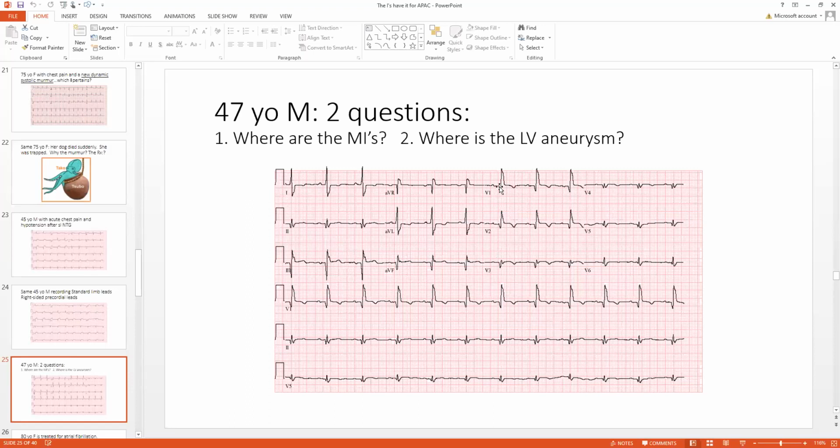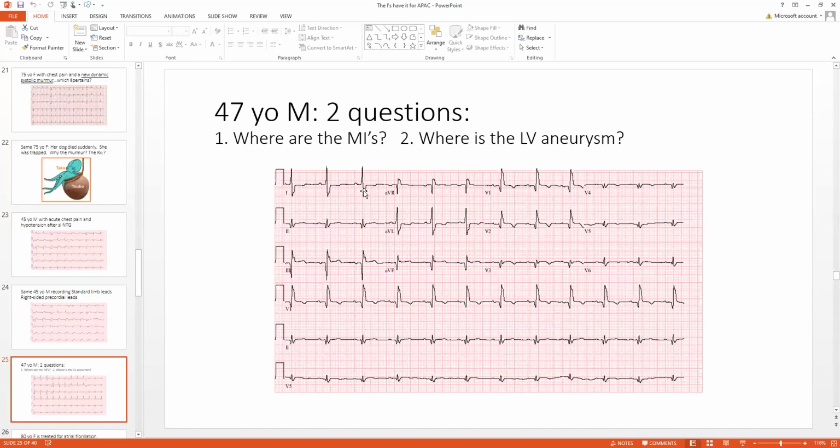You've got Q waves in V1, V2, V3, V4, V5, and maybe a tiny one in V6. This is a large anteroseptal infarction. If it were anterior, you'd keep your R wave here, and the first Q would be in V2, anterior infarction. So anteroseptal.